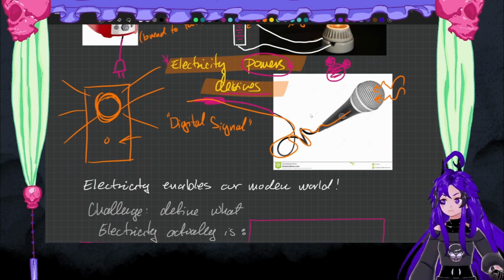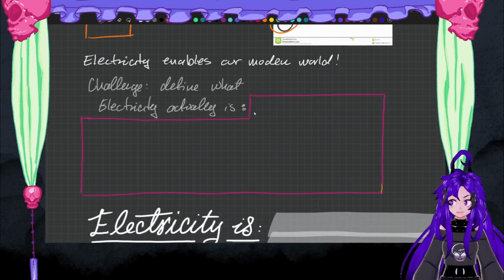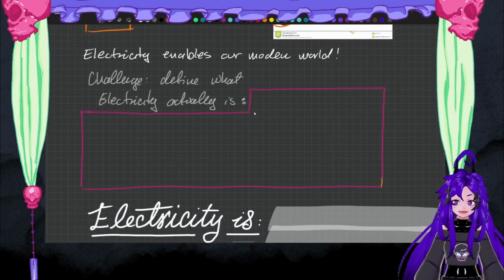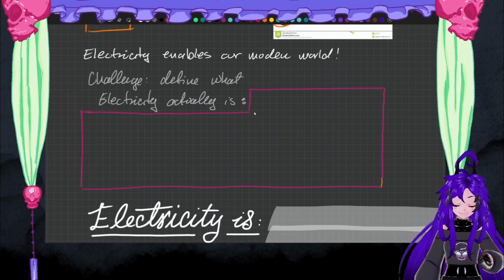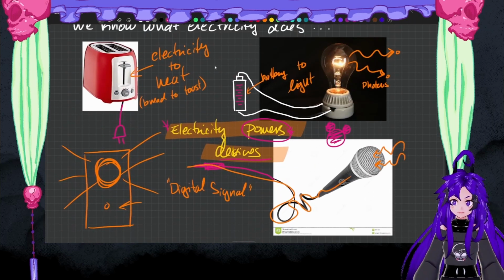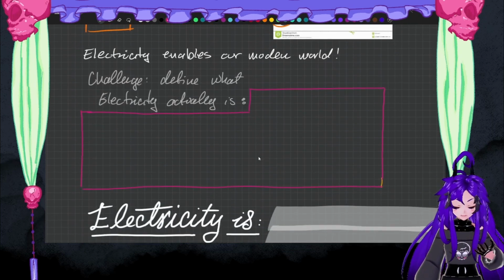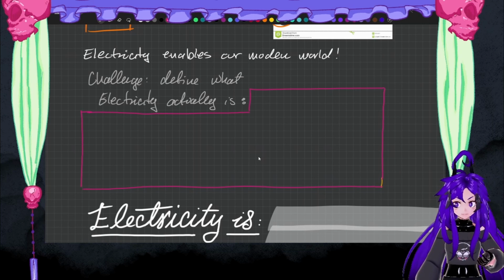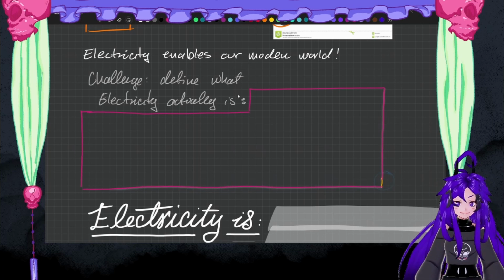Well, so electricity enables our modern world, and I want to challenge you right now to try and write out what you think electricity is. We just talked about what it does. But pause the video, take a few minutes, and try and describe what electricity is. What do you think it is? Where do you think it comes from? And keep that in your notes.